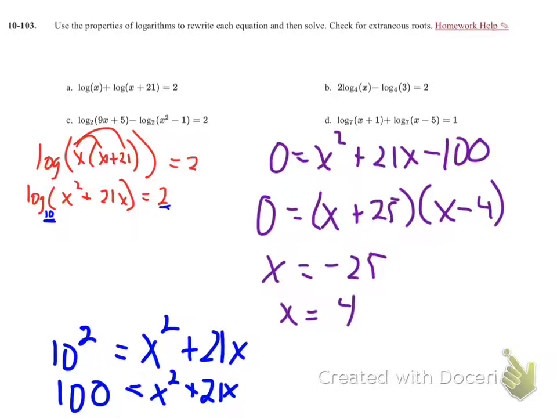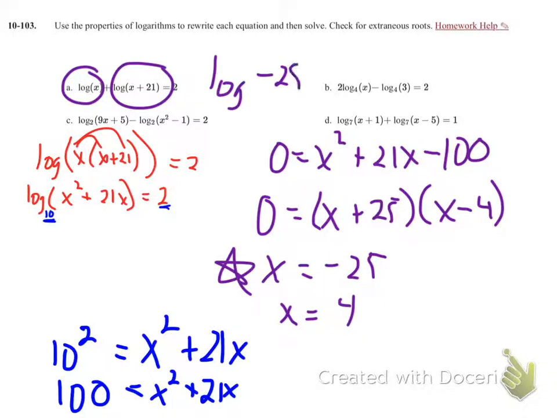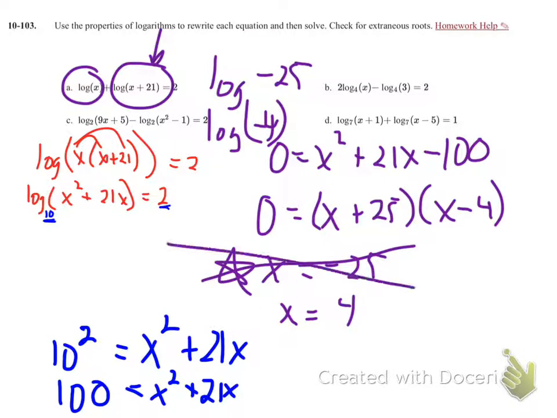Now, looking back at the original problem, if I substitute negative 25 in, I cannot have log of negative 25. I also, for this one, cannot have log of, when I simplify it, negative 4. Therefore, this is extraneous, and my answer is 4.